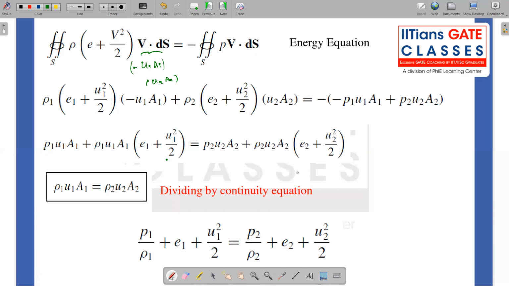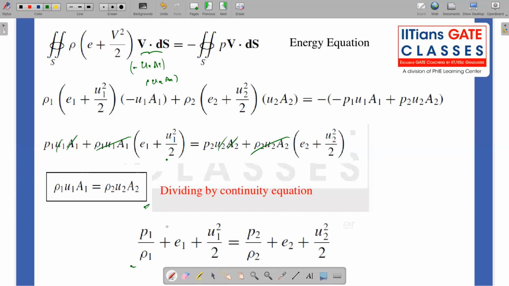So now what I'm going to do is divide this equation by continuity. This result we already obtained for quasi one-dimensional flows. If I divide this equation by continuity, what happens to these terms? U1 A1 cancels, this side U2 A2 cancels. Rho 1 U1 A1 cancels, rho 2 U2 A2 cancels. So I am left with P1 by rho 1 plus E1 plus U1 square by 2 is equal to P2 by rho 2 plus E2 plus U2 square by 2.